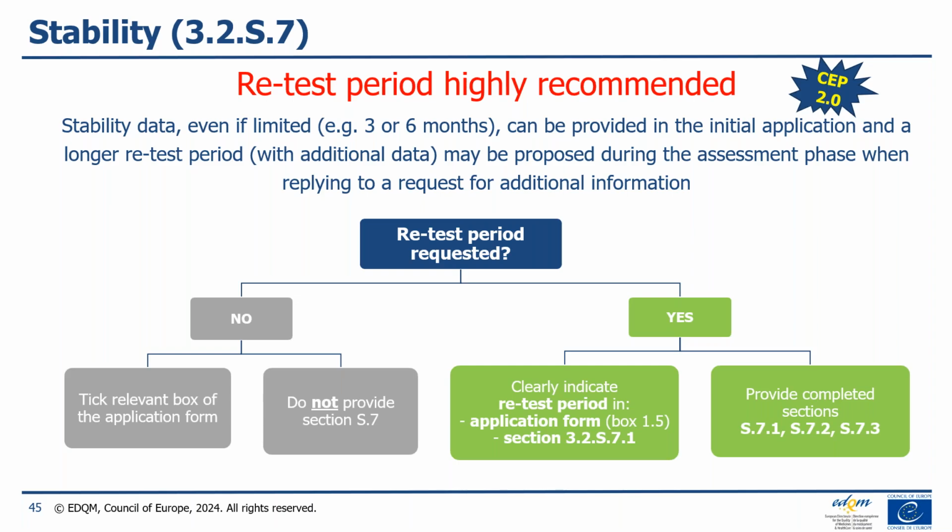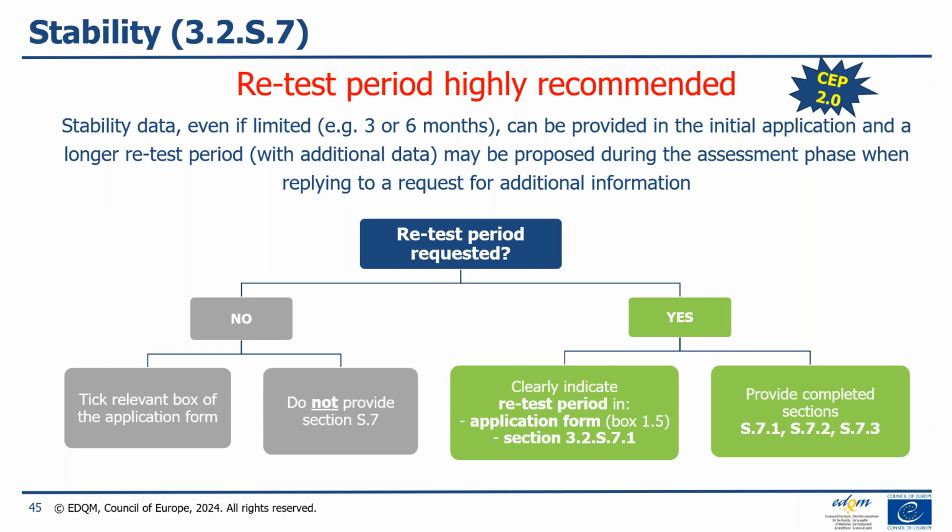As of the implementation of CEP 2.0, stability data can be provided in the initial application, even if limited, and further data can be provided later on when replying to a request for additional information. This was not the case in the past, but this flexibility has been introduced as of the implementation of CEP 2.0. So how to navigate all this?